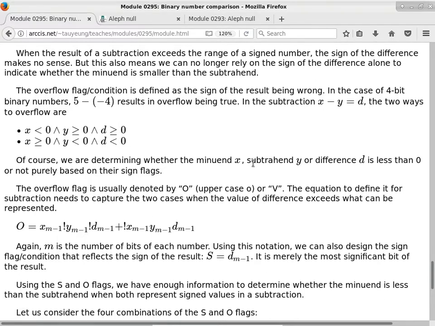So that's the logic that we're trying to get to: when we have a subtraction of x minus y, x being less than 0, y being at least 0, and then d, which is the difference, or x minus y, is greater than or equal to 0, then you know the sign doesn't make any sense. It doesn't make sense because we ran out of bits to represent the actual value of the difference. But in a comparison, you're not really interested in storing the value after the subtraction.